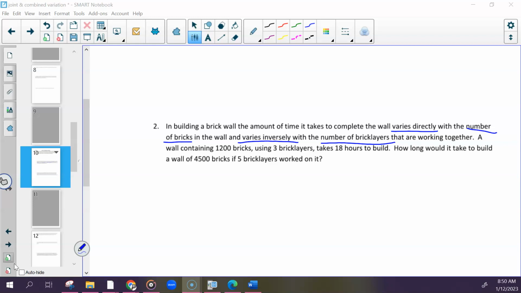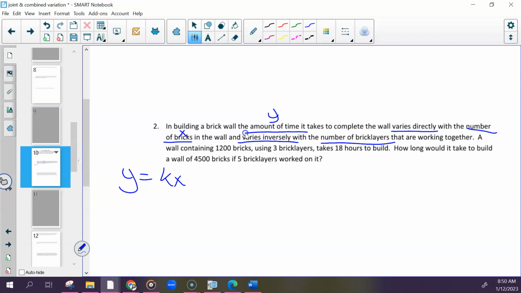So still, what comes first is your y, or if you want to call it something else, that's fine. The amount of time would be like y, t, whatever you want to call that. It's going to vary directly with the number of bricks. You can call that x. So far we know y equals kx.